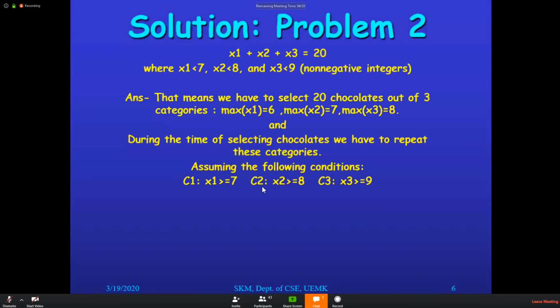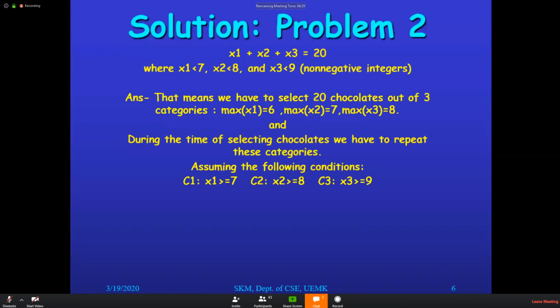Sir, if x1 maximum is 6, x2 maximum is 7, x3 maximum is 8, then if all are maximum at the same time, then it will exceed 20. Absolutely. So that situation is not possible. Exactly, you have pointed out the correct thing, that some situations we will consider and some situations we will discard, neglect. And that's why we are approaching this way.